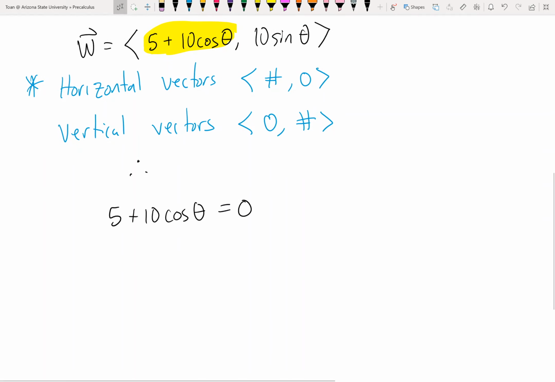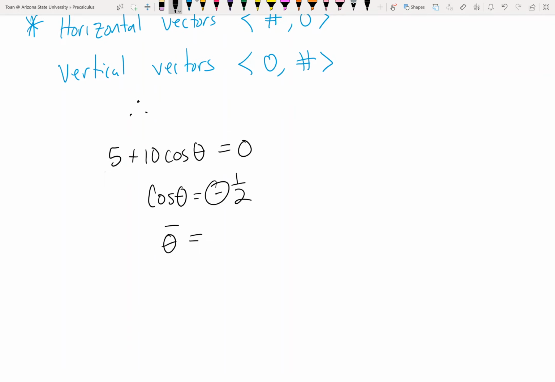And then, hey, what do you know? This is a trig equation. This is unit 7. We can go ahead and solve it. So get cosine theta by itself. Let's subtract the 5 and divide out the 10. So that gives us cosine of theta equals negative 1/2. So I'm going to do a reference angle here. So ignore the negative. What angle has a cosine value of 1/2? And 1/2 is special, so you should know that. That's 60 degrees.